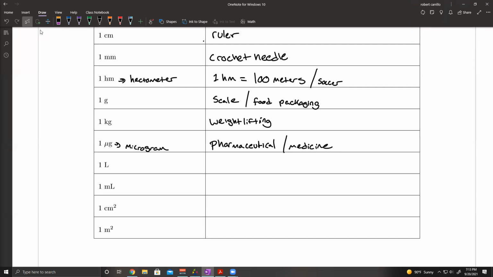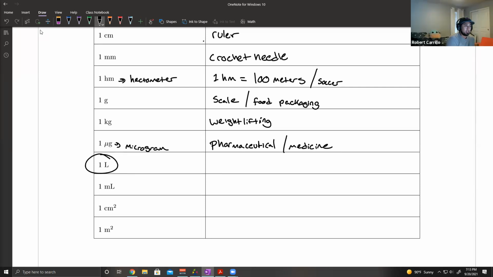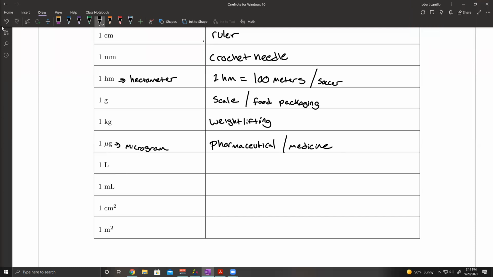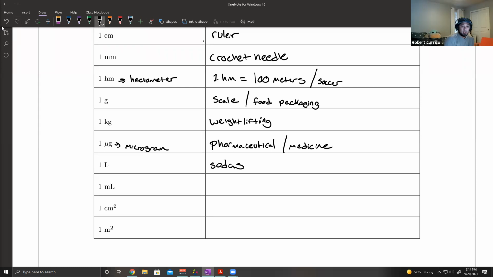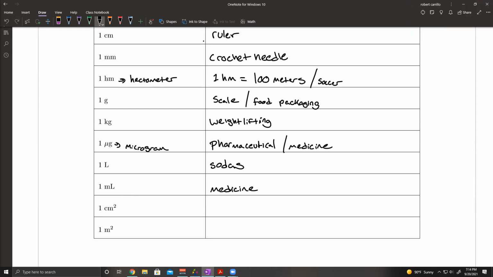All right. How about this guy? 1 liter. Where would you see that? Sodas. All right. Oh yeah, they do sell sodas in a liter. I'll have a liter of cola. What about 1 milliliter? This could also be like medicine or like a syringe. Okay, like Tylenol or something, right? Or like NyQuil, something like that. Like a liter of Coke. Yeah, they do the 1 liters at HEB.